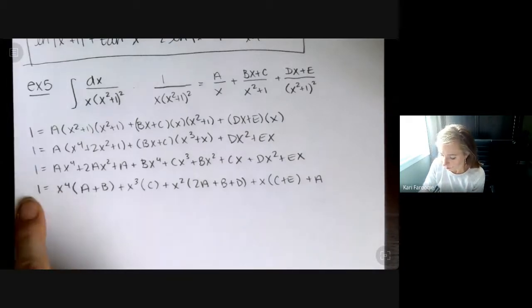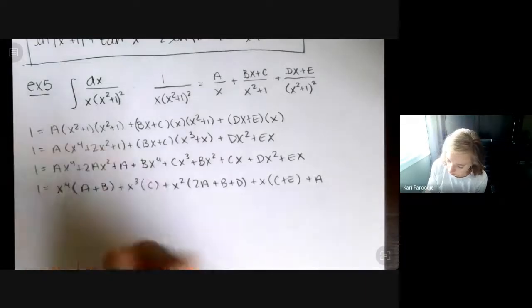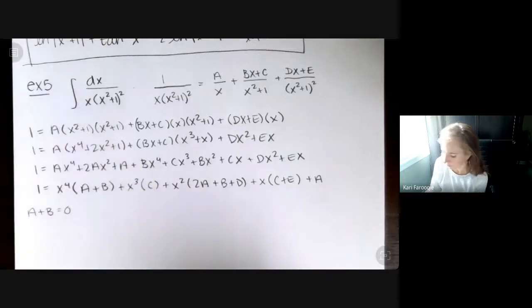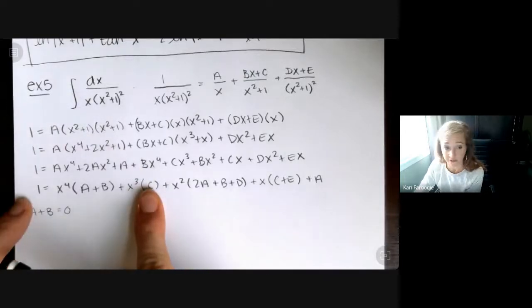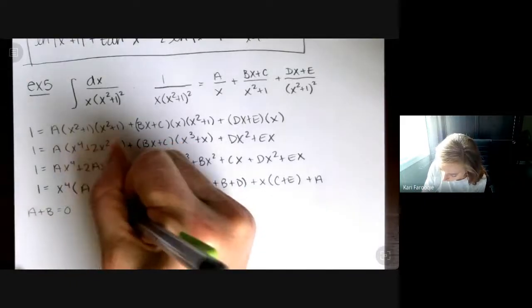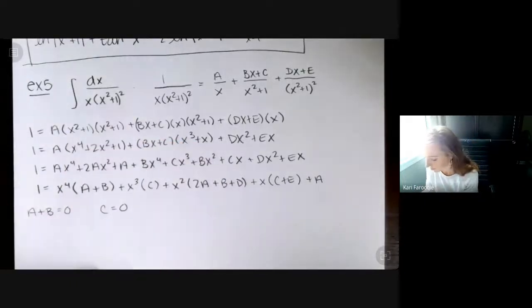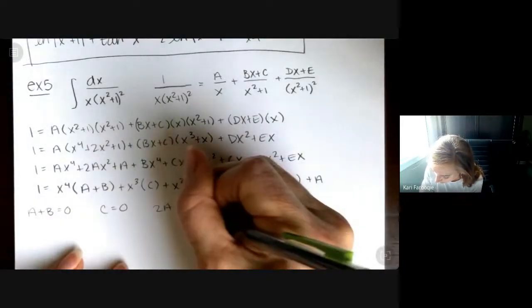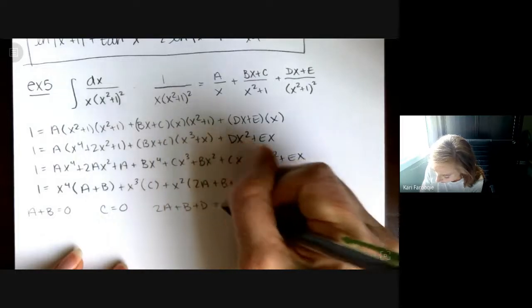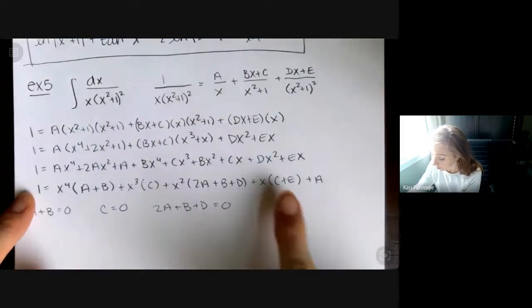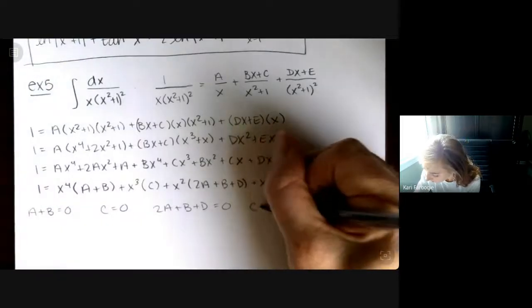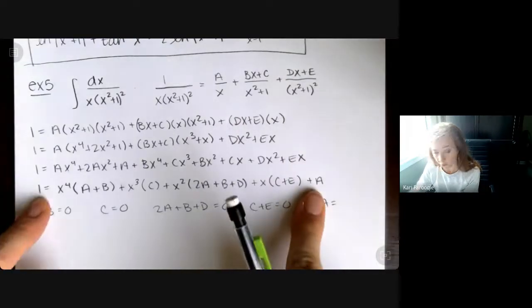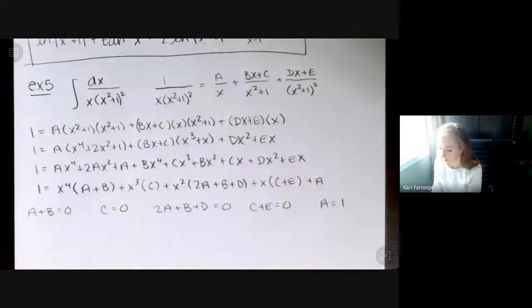So as far as x to the fourths, you don't have any of them on the left-hand side. So I'm going to say that a plus b equals 0. For your x cubes, you don't have any on the left-hand side. So you would have c equals 0. That's kind of nice. For your x squareds, you don't have any on the left side. So you'll have 2a plus b plus d equals 0. You don't have any x's on the left-hand side. So you have c plus e equals 0. And a, your constant, well, you have one constant on the left-hand side. So we have a equals 1.